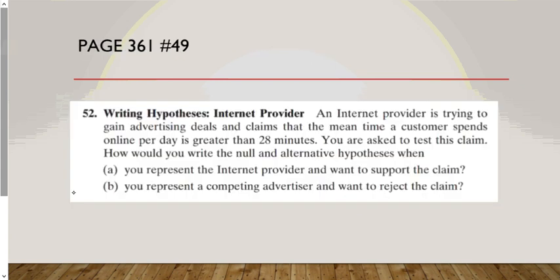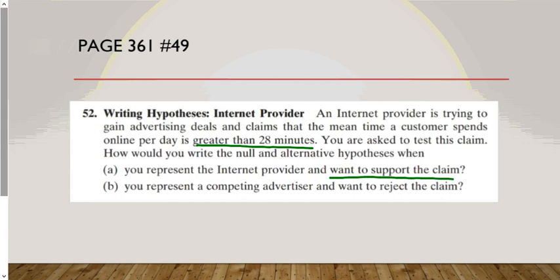Let's look at a quick little example of what you might do with that. Okay. So an internet service provider, an ISP, is trying to gain advertising deals and claims that the mean time a customer spends online per day is greater than 28 minutes. You're asked to test the claim. How would you write the null and the alternative hypotheses when you are representing the internet service provider and you want to support the claim?